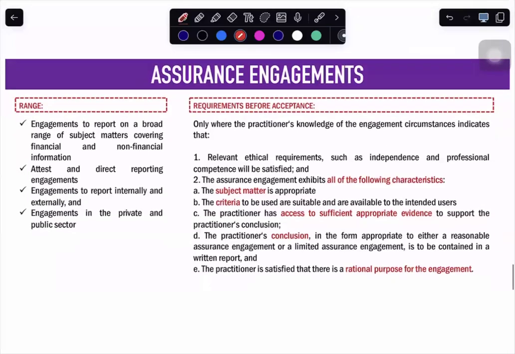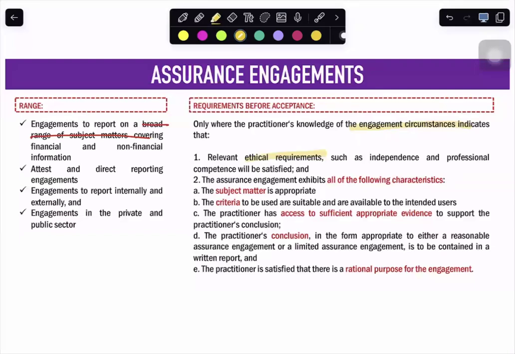So let's look into assurance engagements. These are engagements to report on a broad range of subject matters covering financial and non-financial information. So these are attest and direct reporting engagements, engagements to report internally and externally, and engagements in the private and public sector. So what are normally the requirements before acceptance? Only where the practitioner's knowledge of the engagement circumstances indicates that it has the required ethical requirements, importante yan.